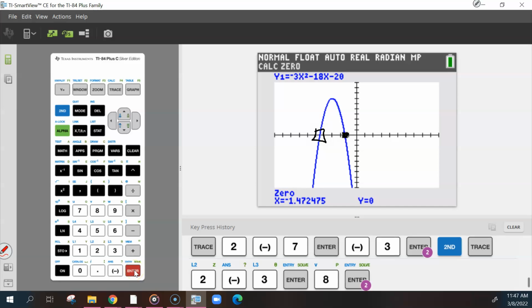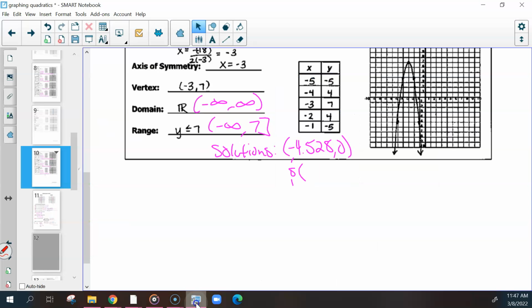Negative 1.472. We rounded that one. Would be your other solution. Do you have any questions on how we find solutions from a graph?